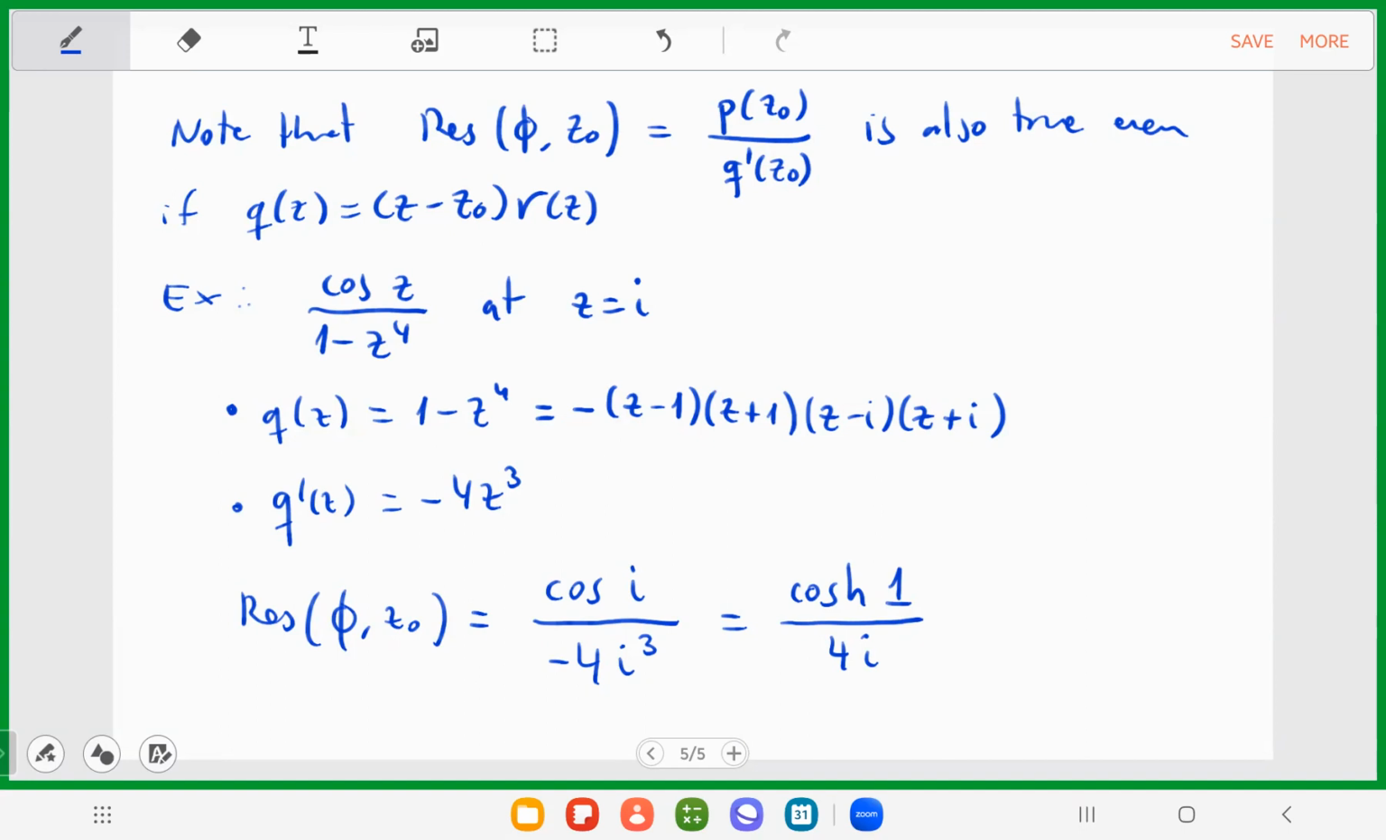Okay. So there are 4 singularities here. Yes. And you say it's a simple pole, right? But I remember a simple pole has only one point, right? What do you mean? You say first.